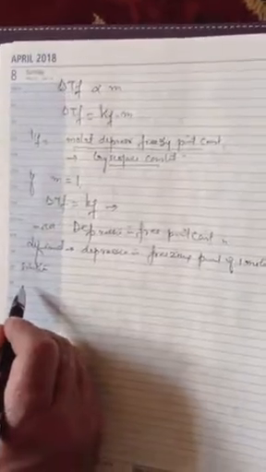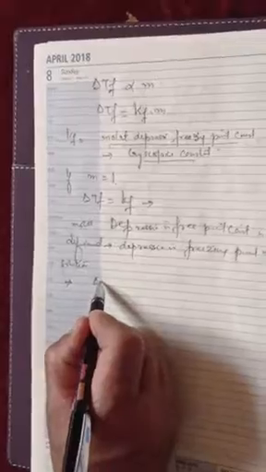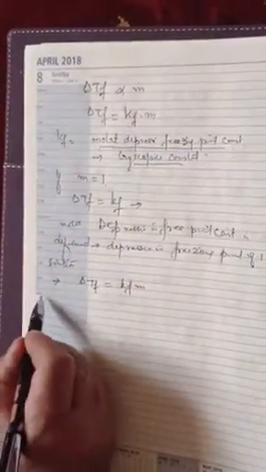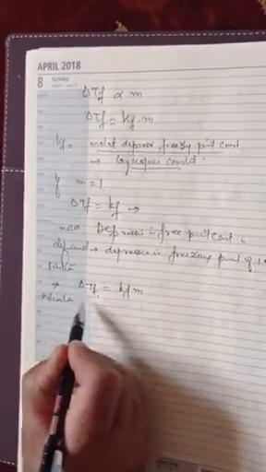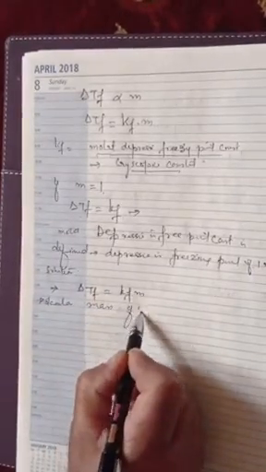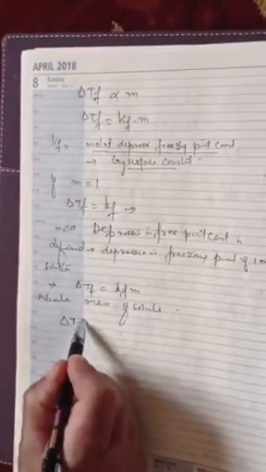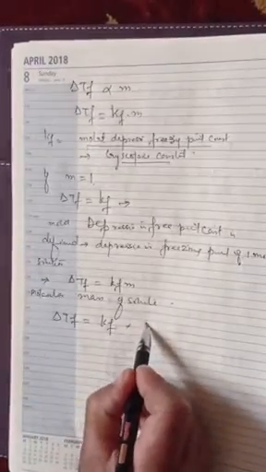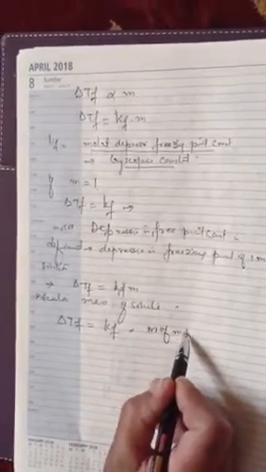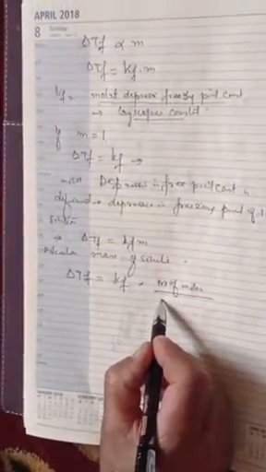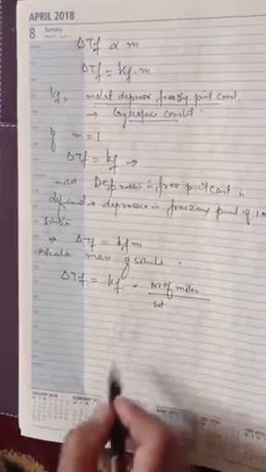Now, we know ΔTf is proportional to m, or ΔTf is equal to Kf into m. Kf is the constant of proportionality known as the molal depression freezing point constant, or it is called the cryoscopic constant.